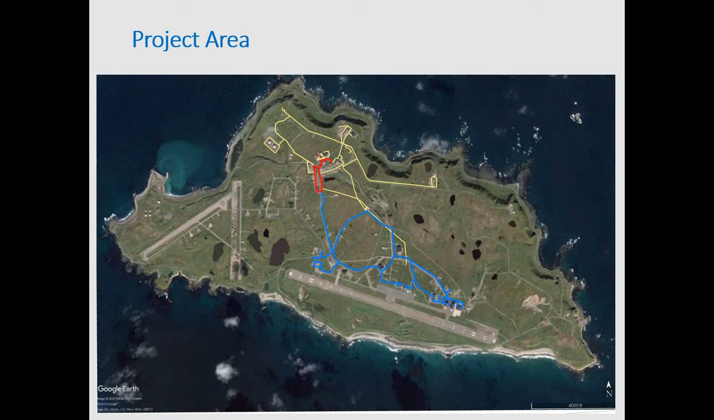So here's the project area. Nondescript. The yellow lines represent the existing system. That's what the existing system was that had been replaced. So all of this up here had been replaced in the 2000s. And then, including this here.